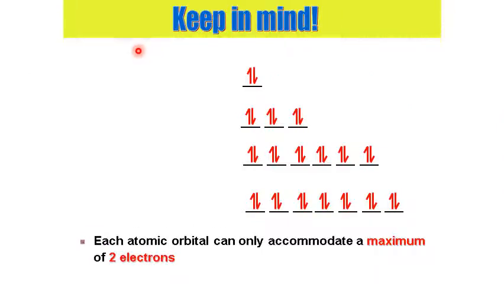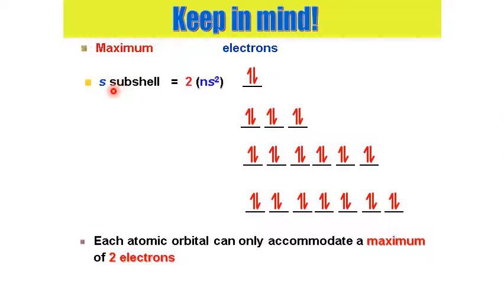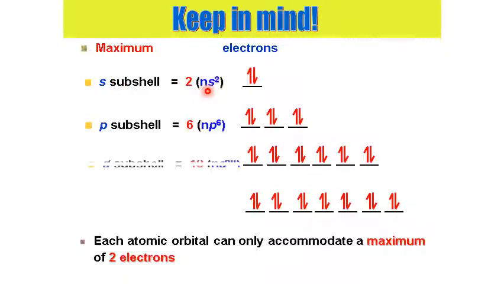So we must always keep in mind the maximum number of electrons for the s subshell is 2, s2. For the p subshell, 6, p6. For the d subshell, 10, d10. And for the f subshell, 14, f14. Each atomic orbital can only accommodate a maximum of 2 electrons. So this is one orbital, so maximum 2 electrons, with opposite spin.